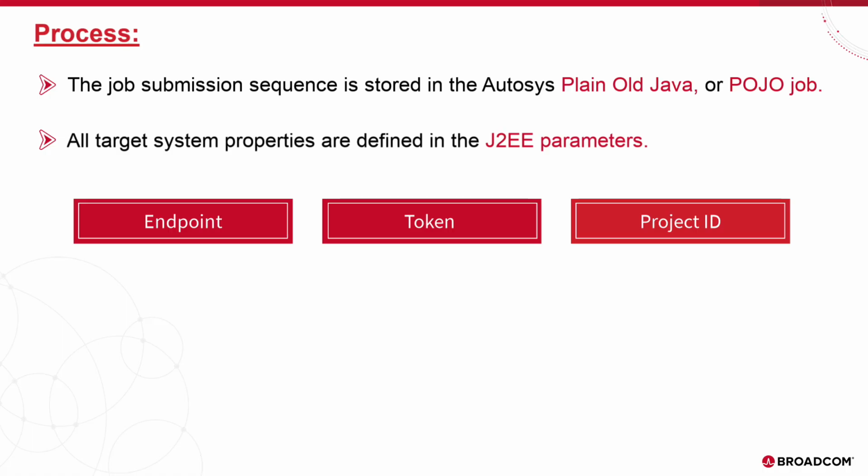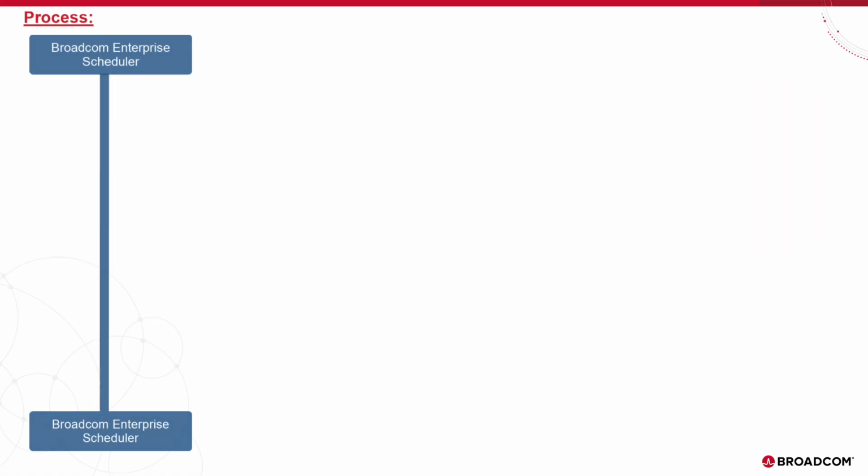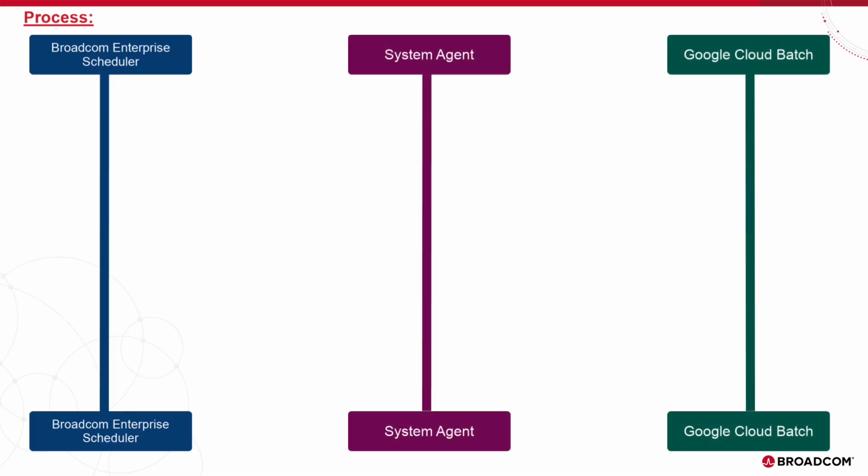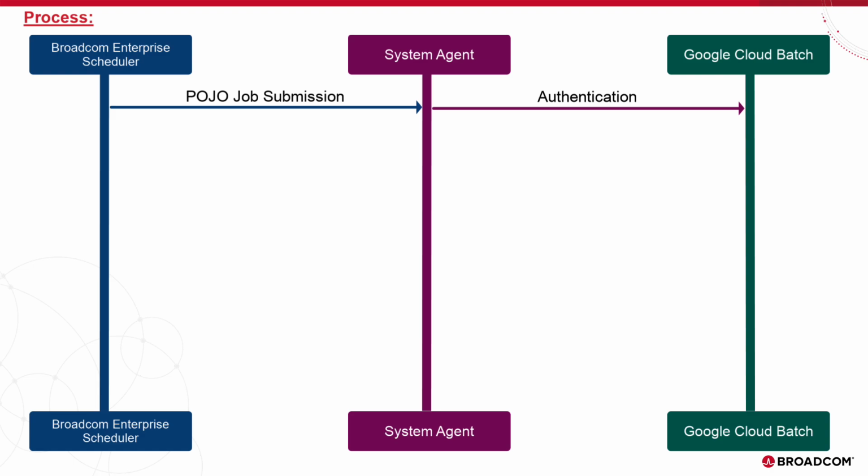Let's look at the sequence of execution. We start with the three main components: the AutoSys Scheduler, the System Agent, and the Google Cloud Batch Server. The AutoSys Scheduler submits the POJO job to the System Agent. The System Agent acknowledges the job and initiates communication with the Google Cloud Batch Server. The System Agent then initiates authentication based on the specifications defined in the J2EE authentication properties.